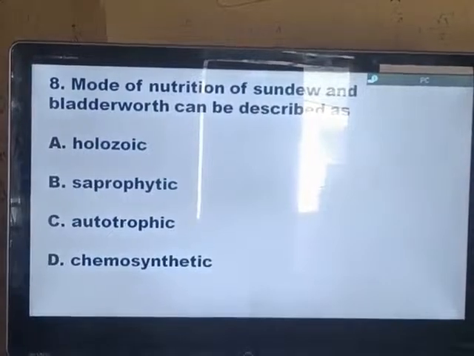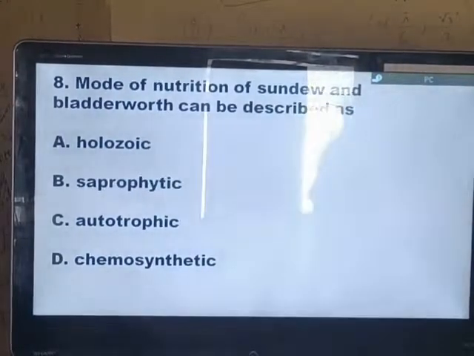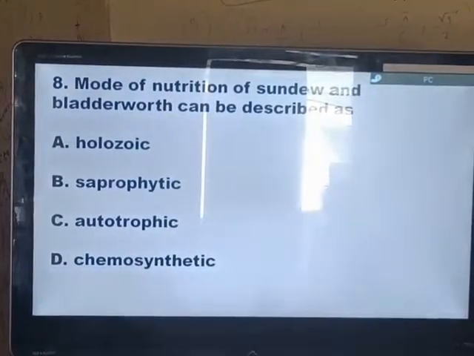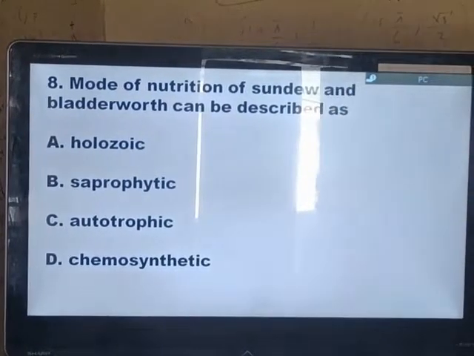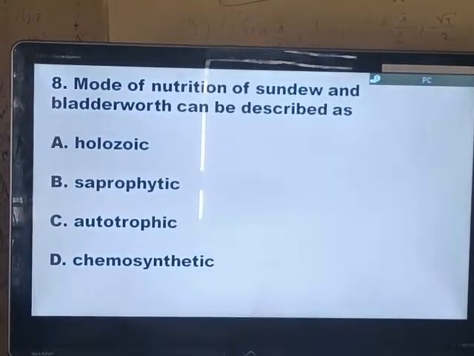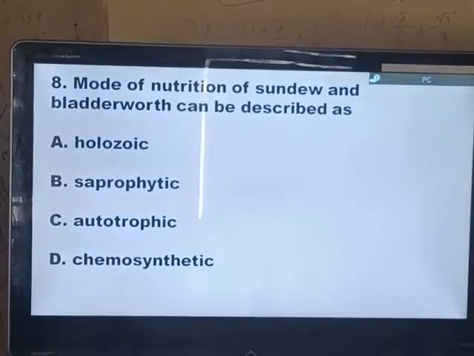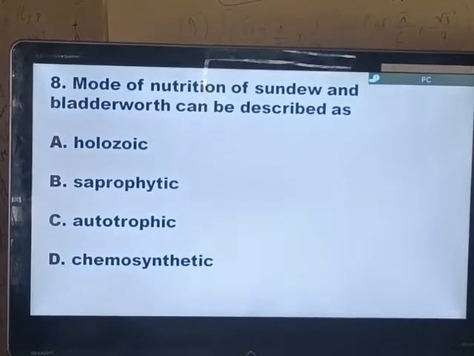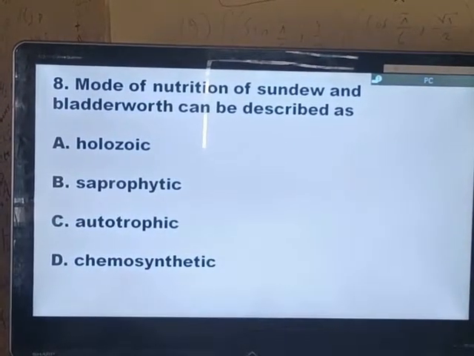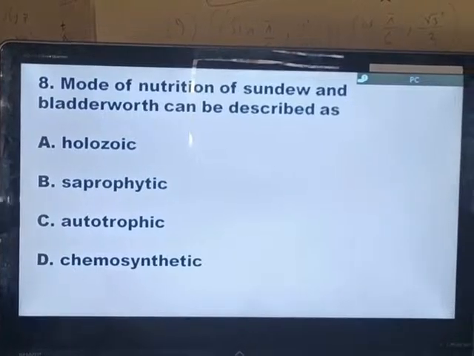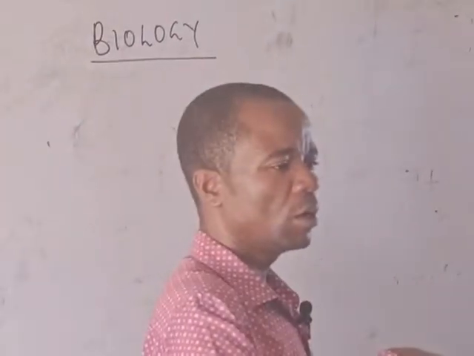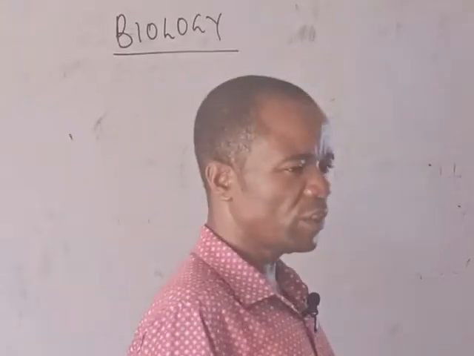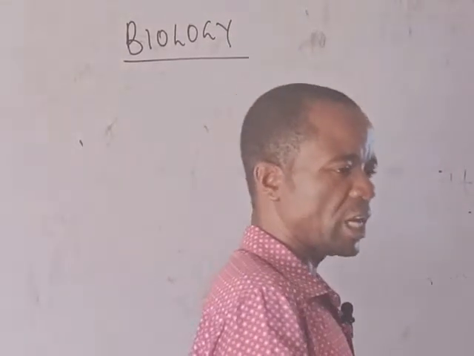The mode of nutrition of sundew and bladderwort can be described as that. If you remember in number 6, I made mention of sundew as an example of an insectivorous or carnivorous plant. I also made mention of bladderwort, which is also another example of a carnivorous or insectivorous plant. What do they do? They ingest insects.